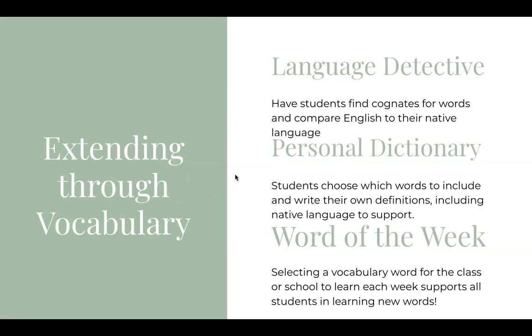And finally, extending through vocabulary. Have students be a language detective. Give them an opportunity to find words in English and compare them to cognates, words that are very similar in their native language. Being aware of false cognates as well. Some words may look similar but have different meanings, and you can discuss that with your students as well.